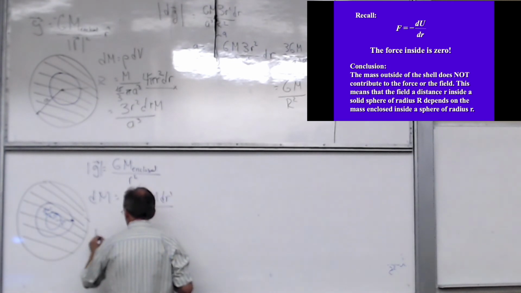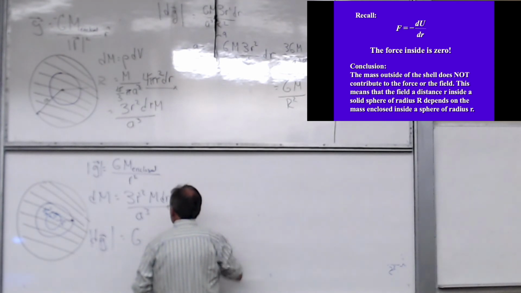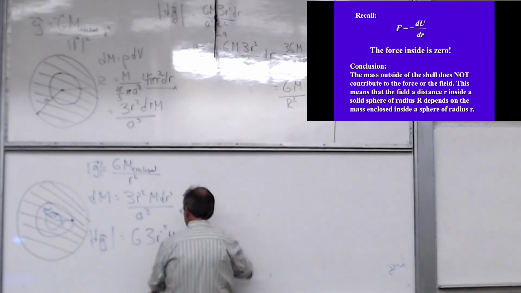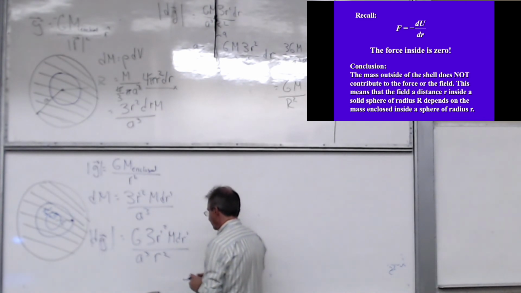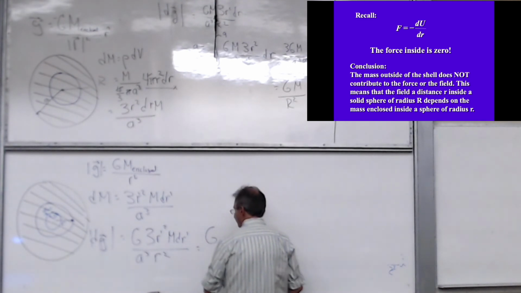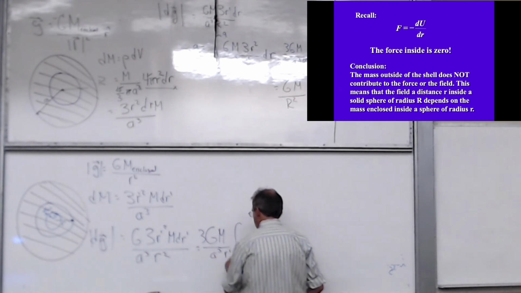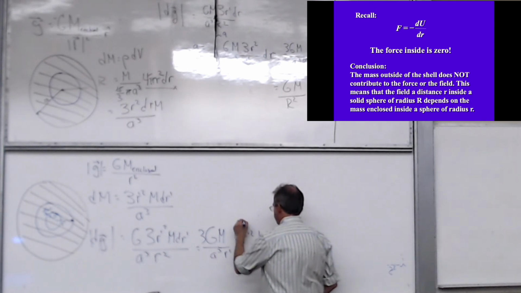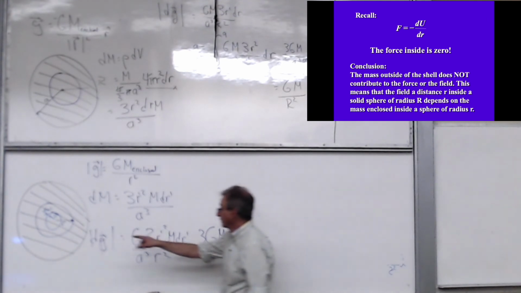And so our dg is G times 3 r prime squared M dr prime over a cubed r squared. That's what this r is. So let me rewrite this. This r and this r have to be the same because you're looking at the field at this point. That's the radius of the sphere.